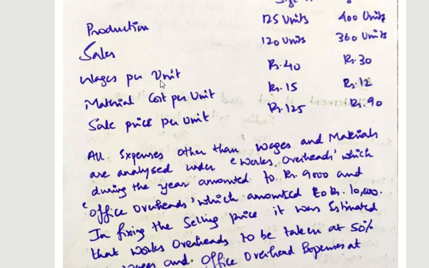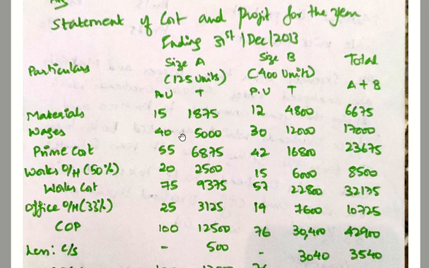Now next is wages. Wages per unit is 40 and 30. So 40 into 125 is 5,000, 30 into 400 is 12,000, 5,000 plus 12,000 is 17,000. If you add your material and wages, you get your prime cost, which is 6,875 and 16,800. So your per unit value is 55 and 42. How do you get that? 6,875 divided by 125, and 16,800 divided by 400.